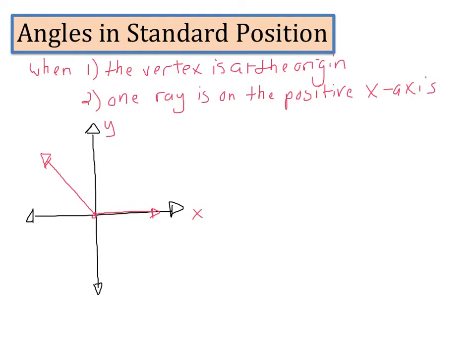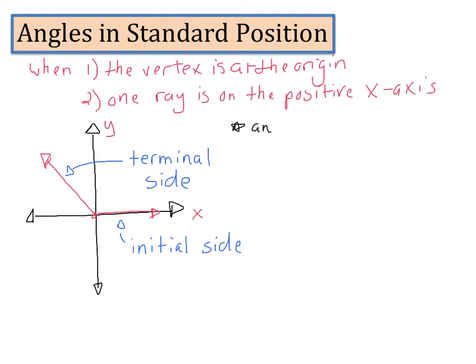Now we have names for both of these rays. If the ray is on the x-axis, we call this the initial side. You could think of that as when the angle starts. So this ray right here is the initial side. For the other ray, that's where the angle ends, so we call that the terminal side. Now, angles can rotate positively or negatively. And we'll look at two examples of that now.